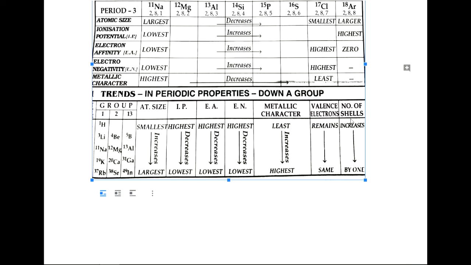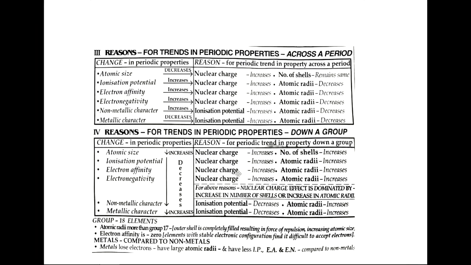And two more things you should know: valence electrons and number of shells. Top to bottom, valence electrons always remain the same, but the number of shells increases one by one at each step. Now the reasons for these two charts you can learn from here.